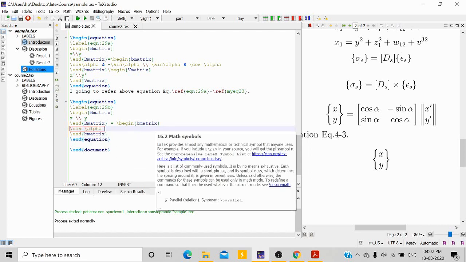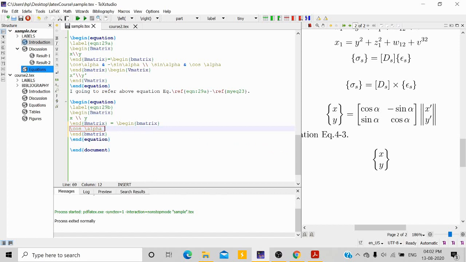Okay, alpha. Then I have to put the and symbol here, so that it will go to the next column, cos alpha. Next is minus sine alpha, so minus, again backslash sine alpha. Okay, alpha, then next line.